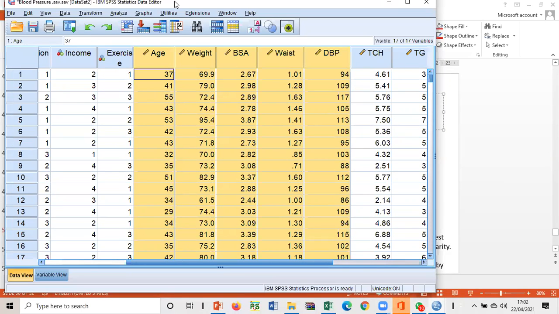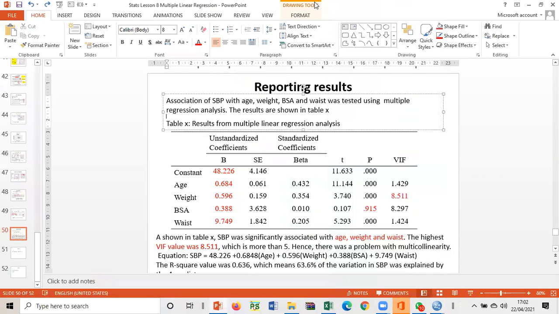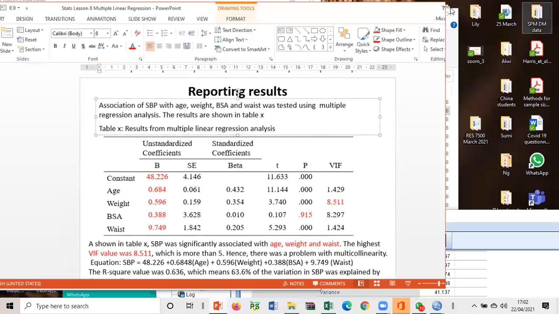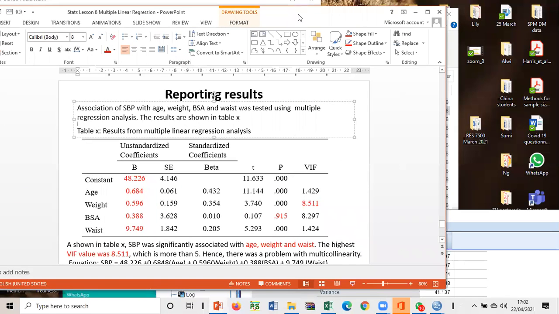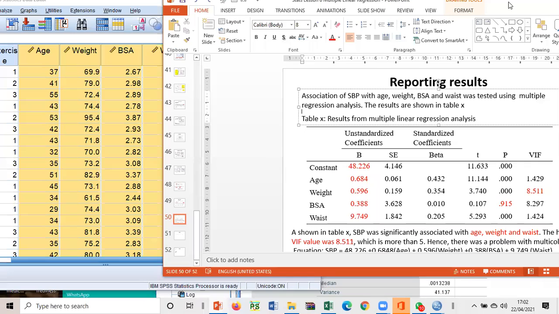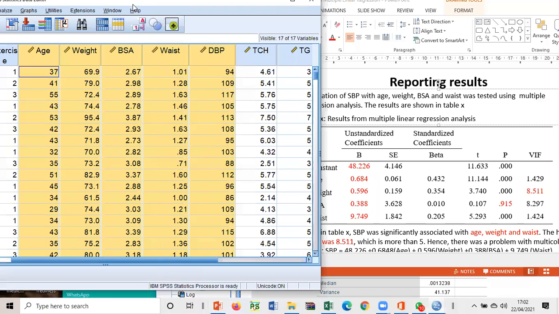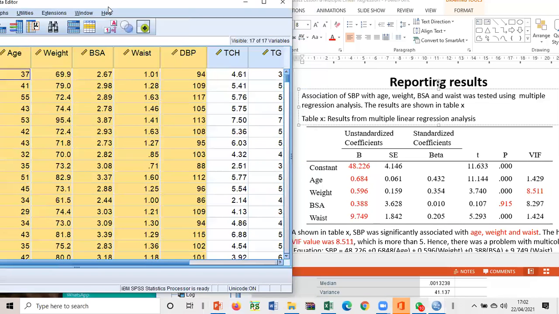Right? So do this, prepare your result, your report in a Word file and send it to me now. Yes, Prof. Right? Any questions? Let's stop recording now.